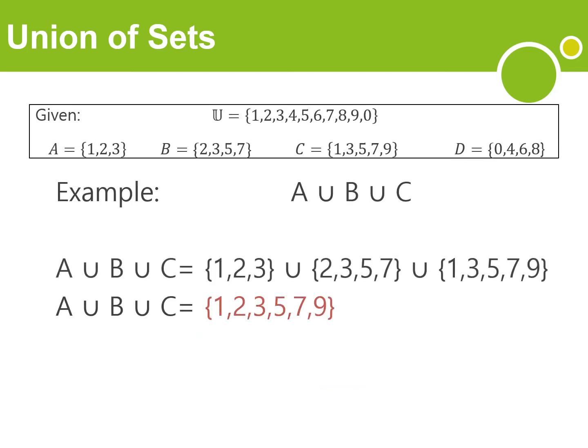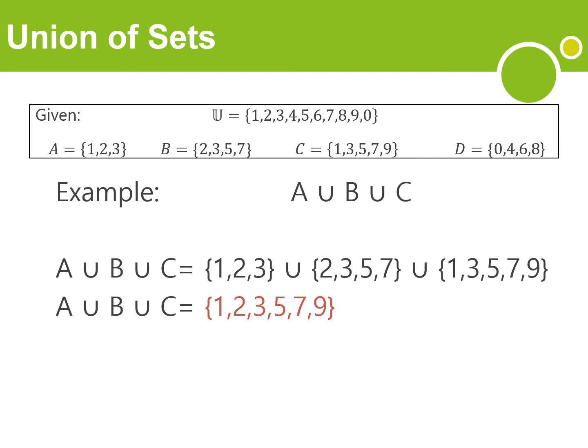Another example, if we have A union B union C. There are three sets involved now. What we are going to do is take the operation from left to right. So we take A union B first, then union the answer with C. So we have A, 1, 2, 3, union with B, 2, 3, 5, and 7, union C, 1, 3, 5, 7, and 9.